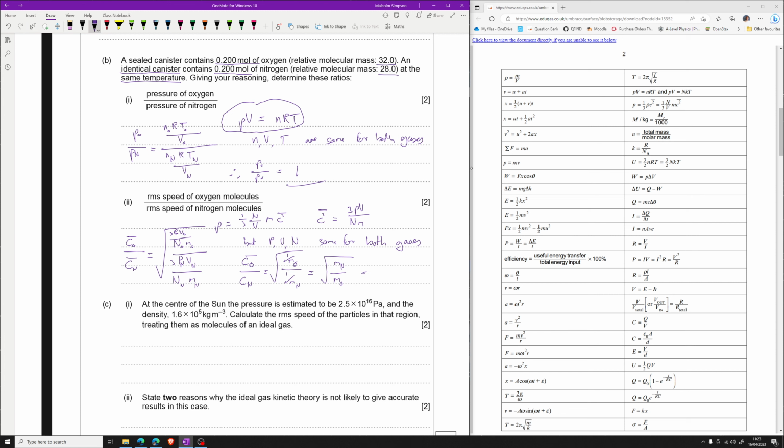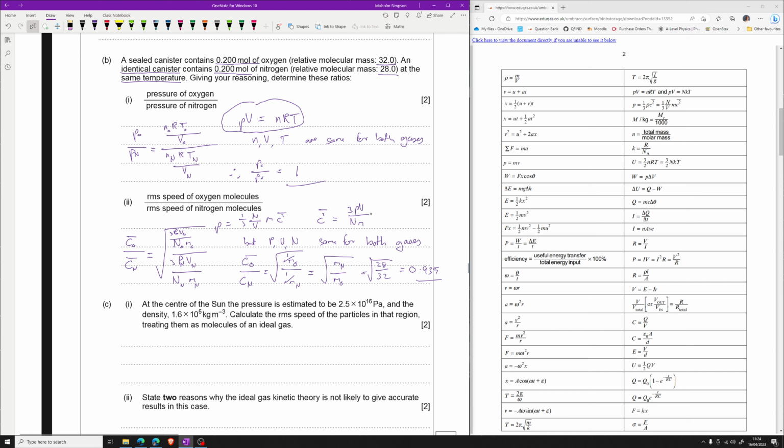So that is equal to the square root of 28 over 32. That's a job for the calculator. 7 over 8 square root is equal to 0.935. I've probably put more steps into that than is absolutely necessary for 2 marks. But that's the method. You could probably get away with abbreviating that a little bit. You probably don't actually have to write out this full substitution.